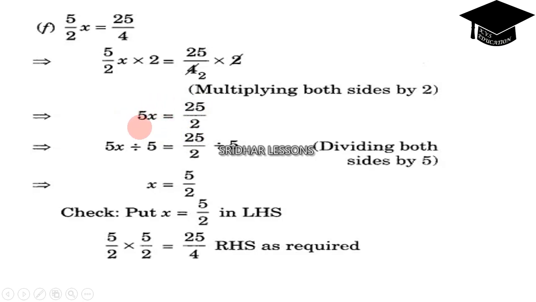Here we have multiplication. So divide both sides by 5. This is equals to 25 by 2 divided by 5. That means x is equals to 5/2. So if you want to check, put x is equals to 5/2 in left hand side. That means 5 by 2 into 5 by 2, which is equals to 25 by 4. That is equals to RHS. Okay. So the value is correct.